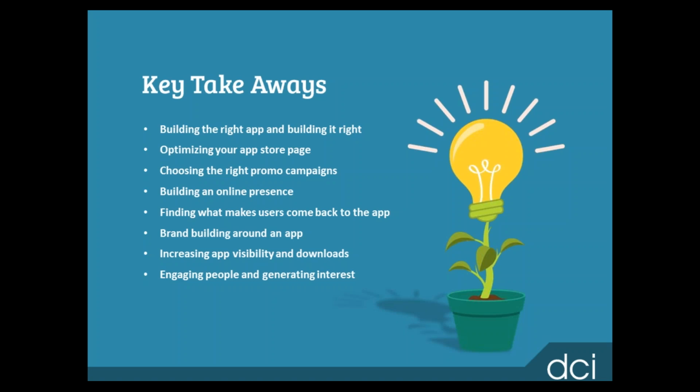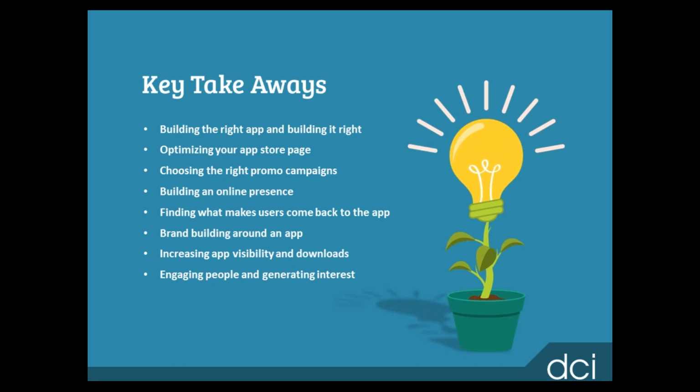And the key takeaways from this webinar, here is a summary of what we have discussed so far in this session. Building the right app and building it in the right way. So that's key. No one expects you to be successful when you have a product which is not working as it's been advertised. And then optimizing your App Store page and embracing ASO is quite crucial. Choosing the right promo campaigns, the promo campaigns which deliver what your campaign objectives are.